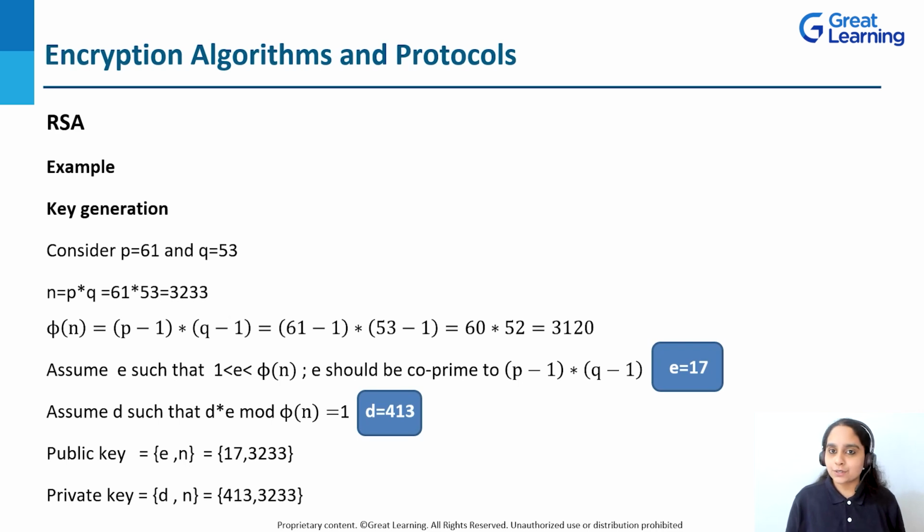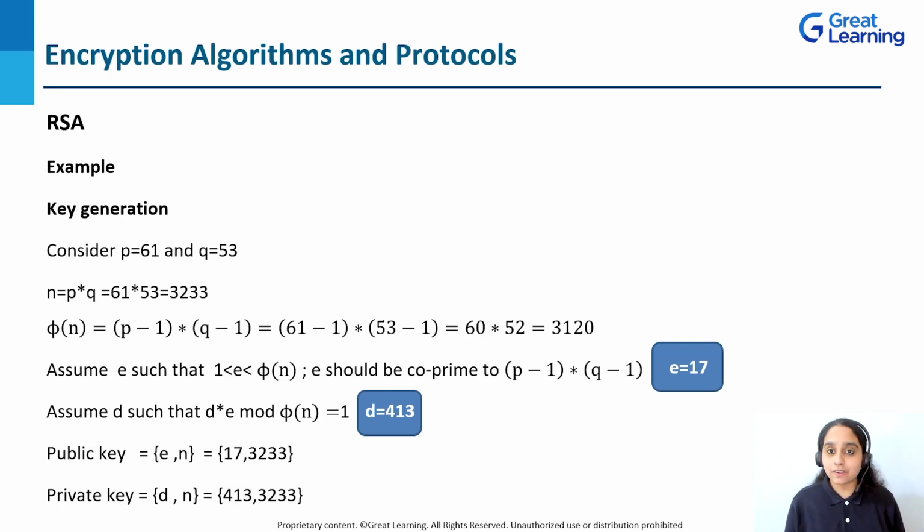Next, we have to calculate the value of E and D. For that, you must assume a value for E such that E should be greater than 1 but less than the Euler's totient function. And also, E should be co-prime to p minus 1 and q minus 1. I had mentioned in the algorithm that GCD of E and the totient function should be equal to 1, which is the same as the statement. One such number that satisfies all these conditions is 17. So E is equal to 17.